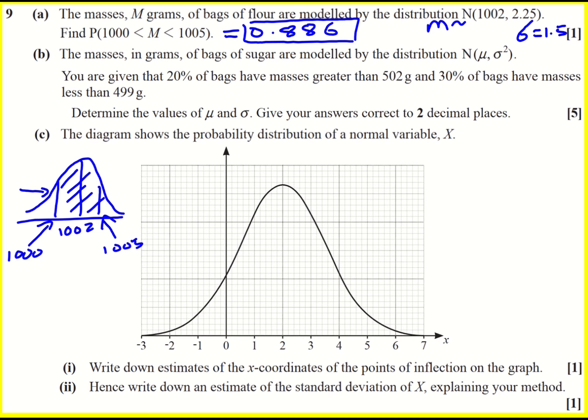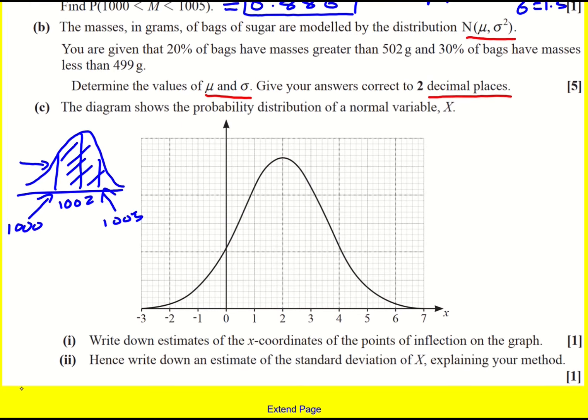We're then given a different distribution. The masses in grams of bags of sugar are modeled by a normal distribution with mean mu and variance sigma squared. And we have to work out what these are to 2 decimal places. But we're given some information. So I'm just going to bring this down a little bit. Now I'm going to say S follows this normal distribution, mean mu, variance sigma squared.